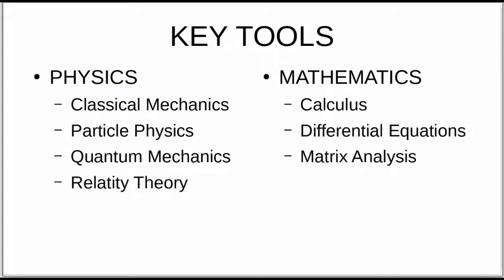Now let's take a look at how the universe at the very beginning is studied and analyzed. There are some tools that are fundamental for the study of the universe. One of them is physics. And within physics, there are several branches that are very important. One is called classical mechanics. Then there is particle physics. Then there is quantum mechanics. And then there is relativity theory. Now, you also need mathematics in order to make the analysis that is required of these particles. Among the branches of mathematics that are used are calculus, differential equations, and matrix analysis.